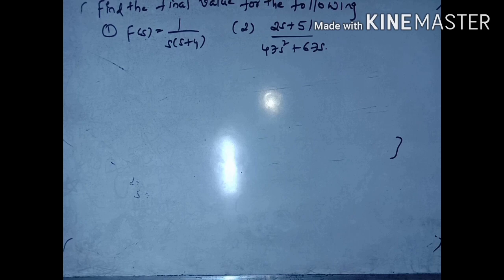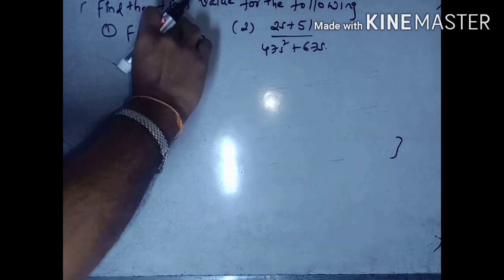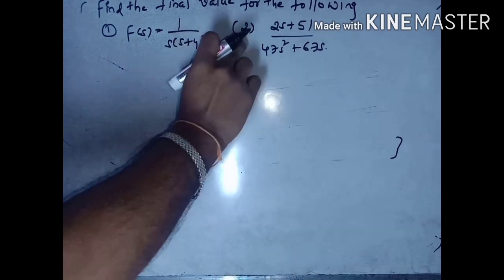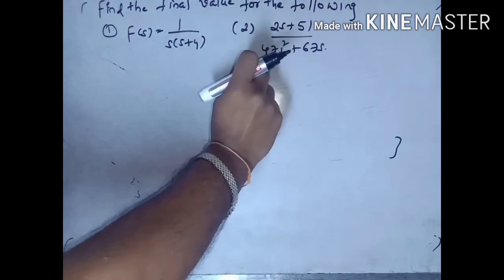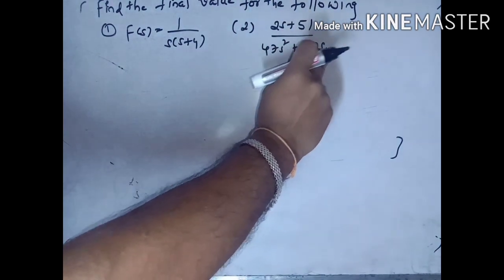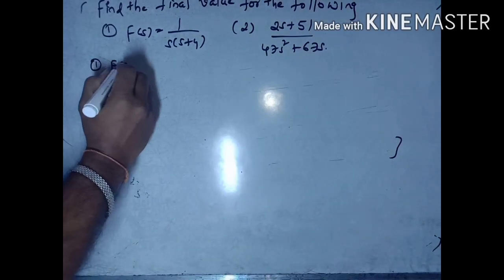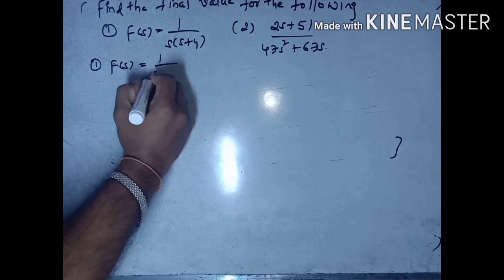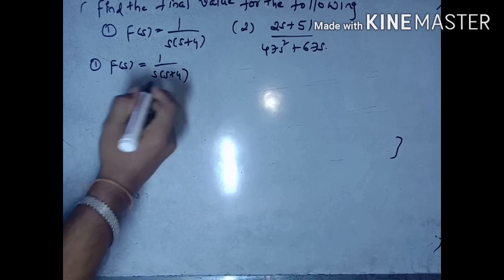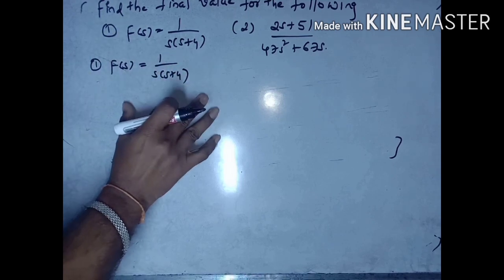Next is find the final value for the following. Number 1: f of s equals 1 by s into s plus 4. Number 2: 2s plus 51 by 47 s square plus 67s. So first we will write the first one, f of s equals 1 by s into s plus 4. For this we have to calculate the final value.